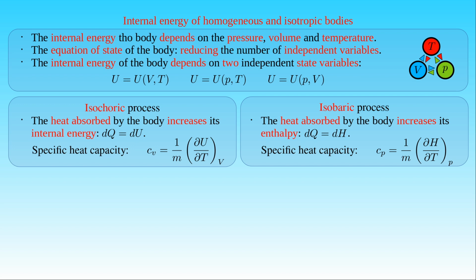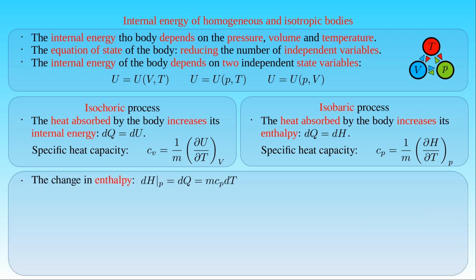Since an infinitesimal change in the enthalpy H at a constant pressure is equal to the infinitesimal amount of heat Q, that can be written as the mass m of the body, times the specific heat capacity Cp of the body measured at constant pressure, times the infinitesimal change in the absolute temperature T of the body. We can also apply the definition of enthalpy to derive its infinitesimal change in isobaric processes, and write it as the differential of the internal energy U, plus the pressure P times the differential of the volume V.